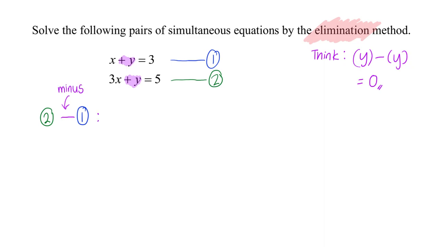And how does it look like now? Well, I will have my 3x minus 1x. Y minus y will be equals to 0. So I do not need to write them anymore. This will be equals to 5 minus 3.